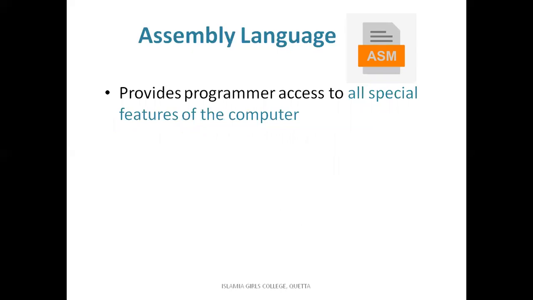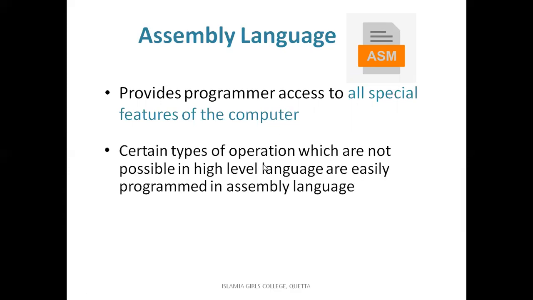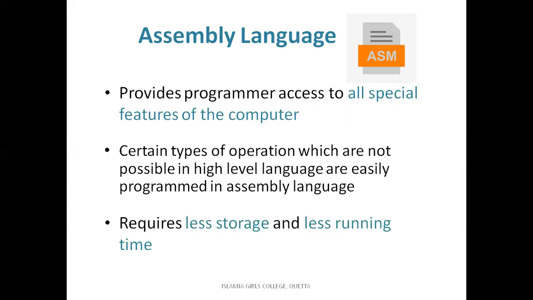Next point is that they provide the programmers access to all the special features of the computer, because when you are writing the code in a high level language, then you cannot access all the features of the computer. But this is a characteristic of assembly language, that when you are writing the code in assembly language, you can access all the special features of the computer. Certain types of operations which are not possible in high level language are easily programmed in assembly language. And most of the time these operations are related to the hardware.